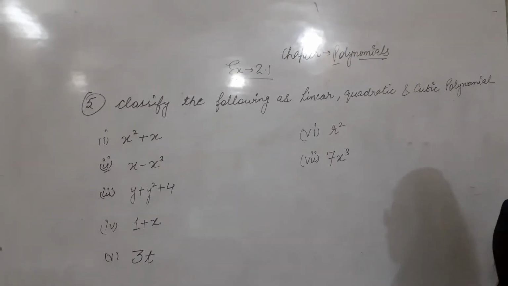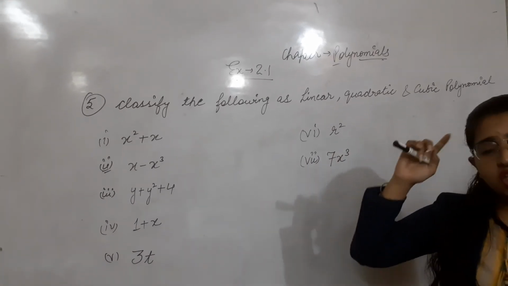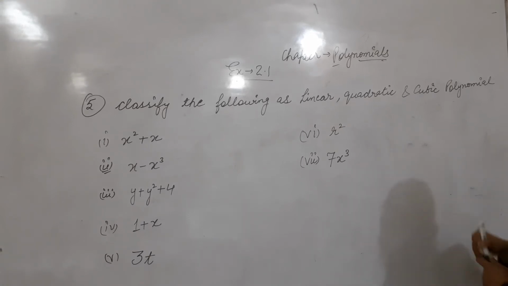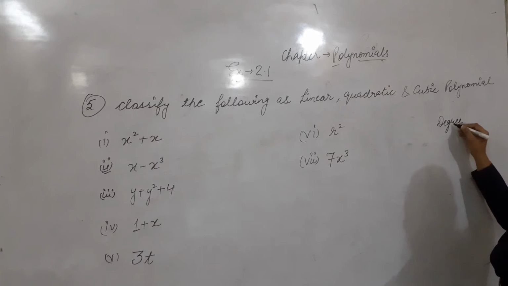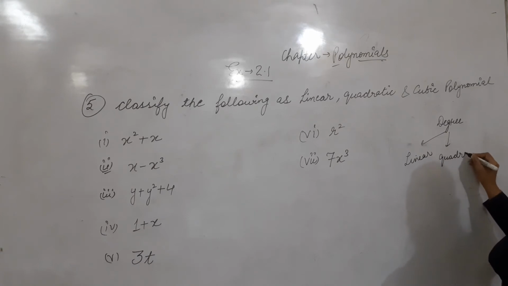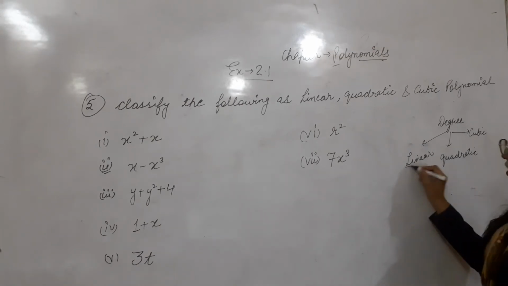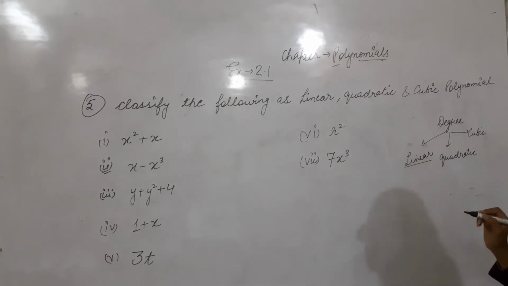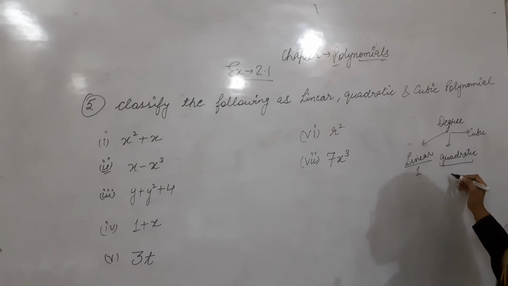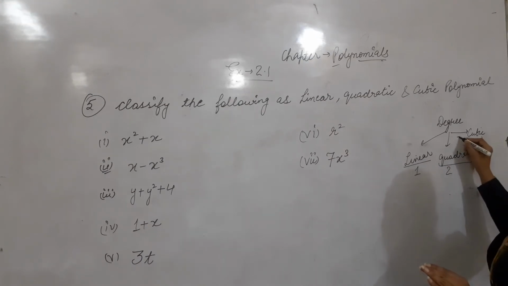Yes, our question number 5 is classify the following as linear, quadratic and cubic. In introduction, I have explained you about your types on the basis of degree only, no? On the basis of degree, I have classified the polynomials, that is linear, quadratic, cubic, right? And biquadratic also was there. Now linear. Degree means highest power. The polynomial with highest power 1 will be considered linear. The polynomial with highest power 2 will be considered quadratic. And the polynomial with highest power 3 will be considered cubic.